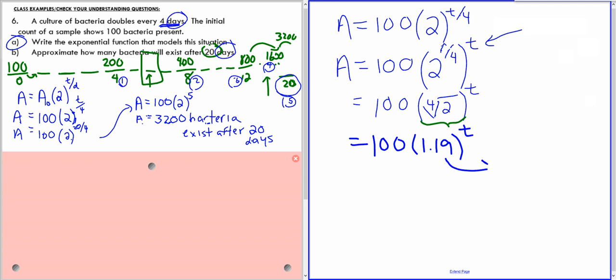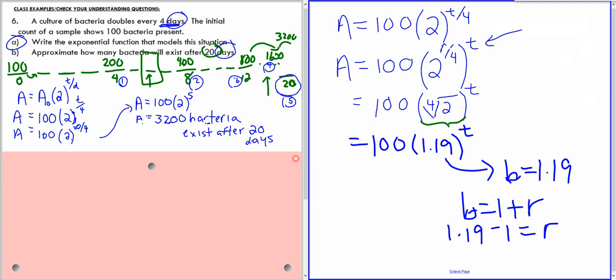Guess what that number is? That is your growth factor. That's your B value. Okay, so B is 1.19. That's your growth factor. So what is that as a rate? Remember the B is equal to 1 plus the growth rate. If I subtract 1 from that, 1.19 minus 1 is equal to my rate. That gives me 0.19. Multiplied by 100, of course, and you get percent.